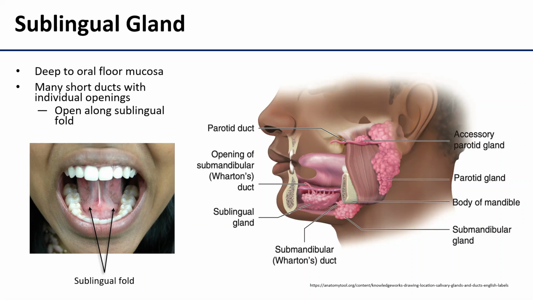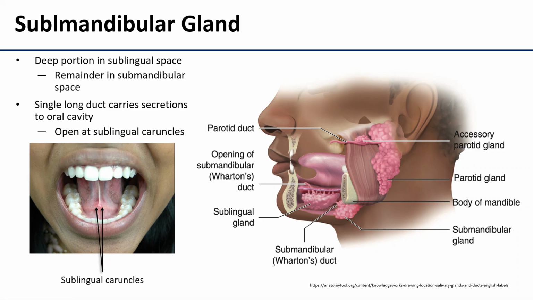You can find its location in the oral cavity by identifying the sublingual fold of mucosa that covers its surface, as you see right there. The actual gland sits deep to that mucosa and sends up many small little ducts here that are going to open directly onto the oral floor.